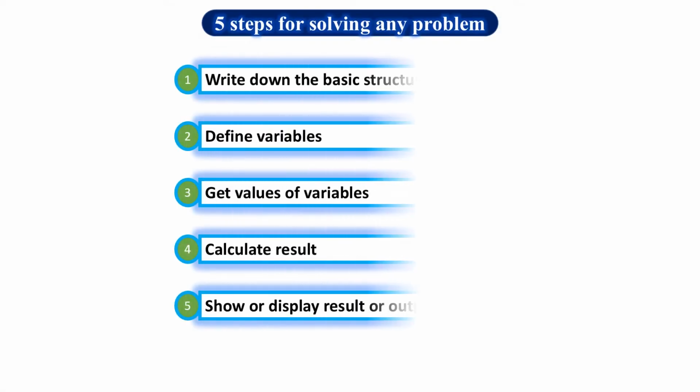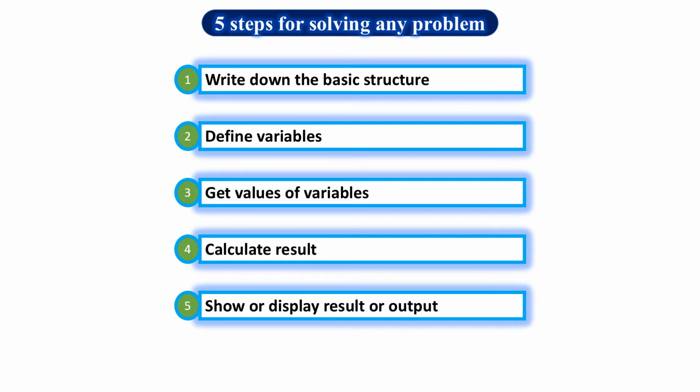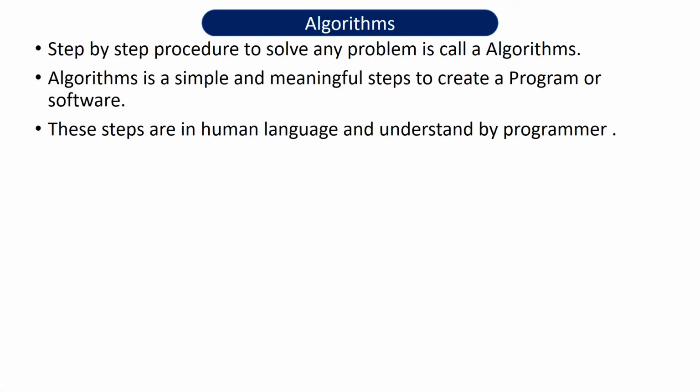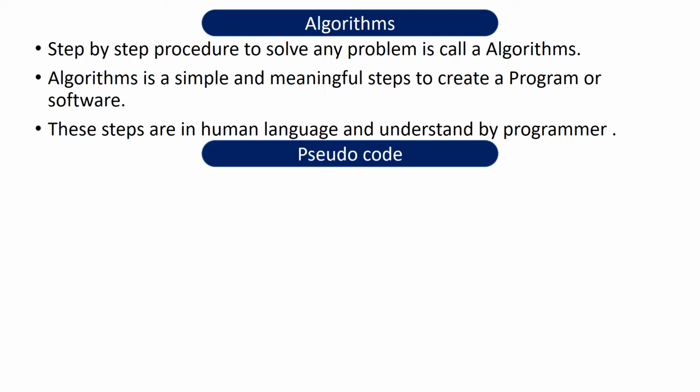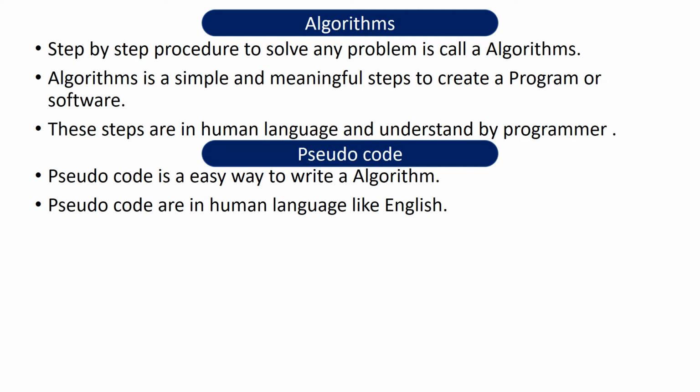We already discussed 5 steps for solving any problem. In our today lecture, we apply these steps for solution of today's problems. Algorithm. Step-by-step procedure for solving any problem is called an algorithm. Algorithm is a simple and meaningful step to create a program or a software. Pseudocode. Pseudocode is an easy way to write an algorithm. Pseudocodes are in human language.